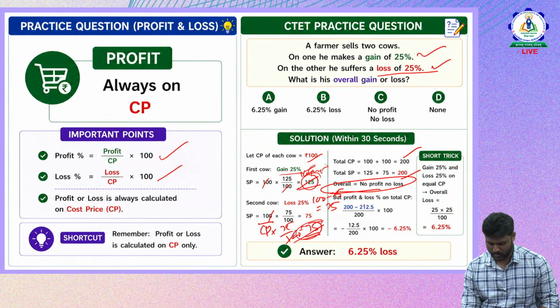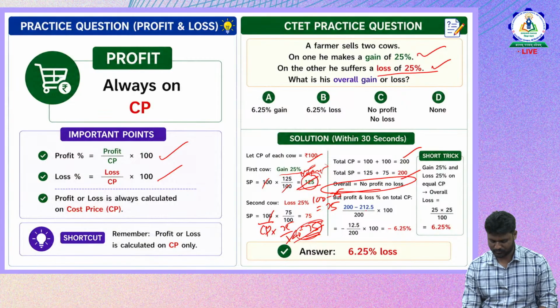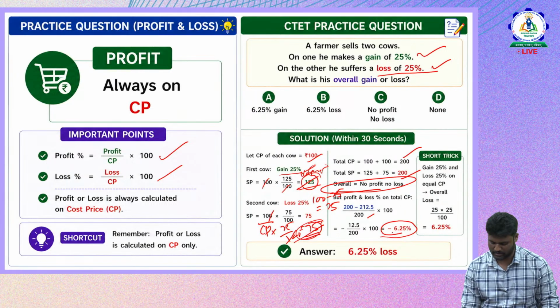Now overall, you see that there is no profit and no loss. But when you calculate the profit or loss percent on the total, we get minus 6.25%. Profit and loss percent is the total cost price 200 minus 212.5, divided by the total cost value 200, into 100. If you simplify this, we get minus 6.25%. So that means the loss is 6.25%. Option B is the correct one.